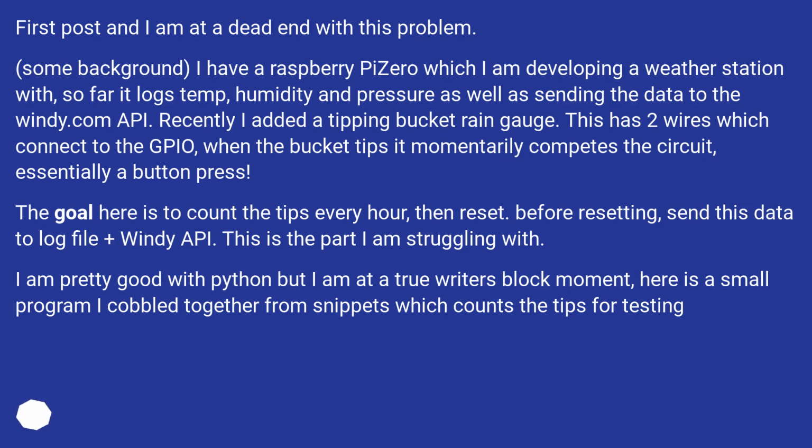Some background: I have a Raspberry Pi Zero which I am developing a weather station with. So far it logs temp, humidity and pressure, as well as sending the data to the windy.com API. Recently I added a tipping bucket rain gauge.